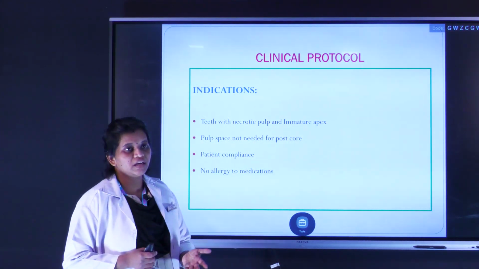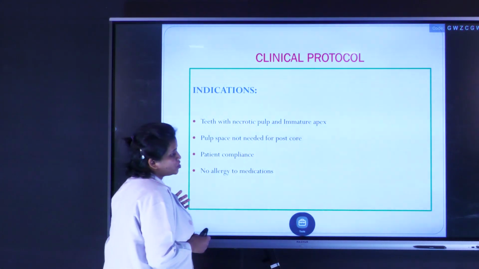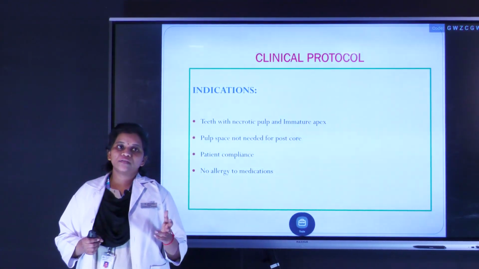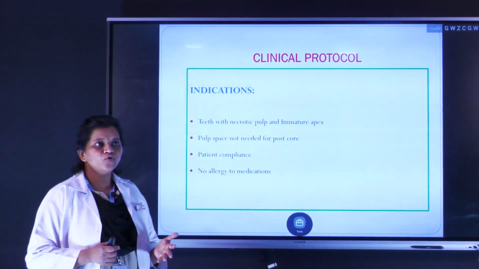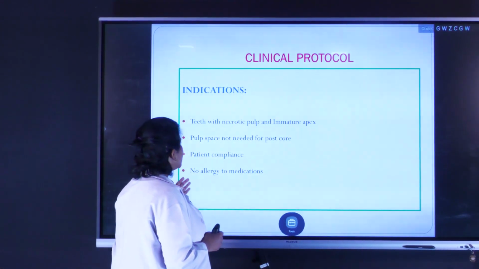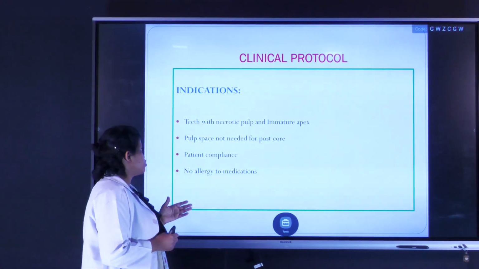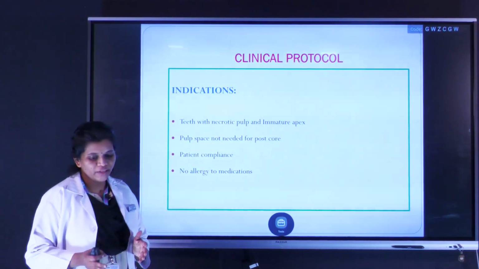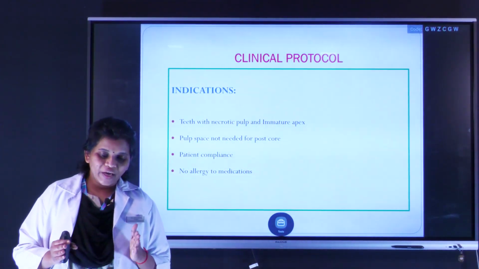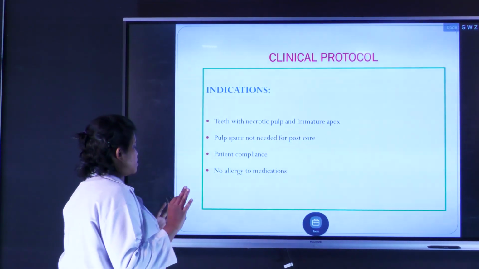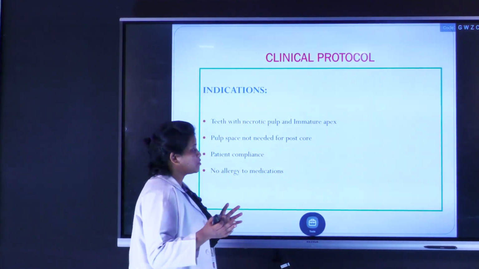There have been many studies, and they have said that regenerative procedures can also be used in necrotic pulp cases, but the expected outcome would be a little questionable when compared to that of vital teeth. So the indications are teeth with necrotic pulp and immature apex, and a scull space which is not needed for post and core. That means the coronal structure is intact, wherein we don't require the placement of a post.